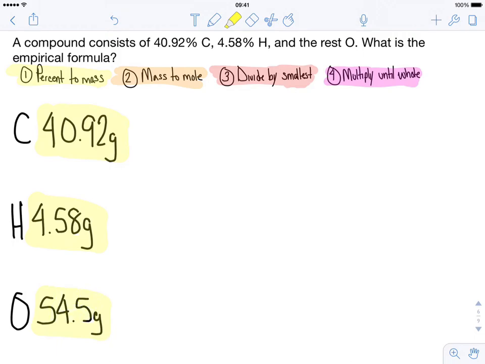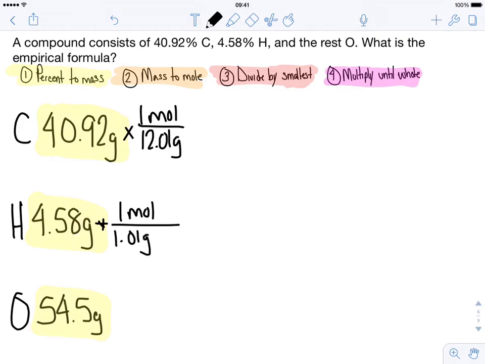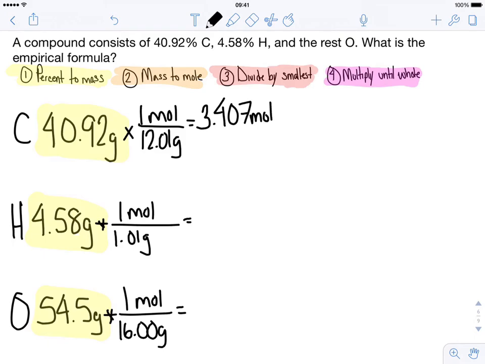Now, step 2, we need to convert these masses to moles. So, in 1 mole of carbon, there are 12.01 grams. In 1 mole of hydrogen, there are 1.01 grams. And in 1 mole of oxygen, there are 16.00 grams. Okay, now when I put these into the calculator, for carbon, I get 3.407 moles.